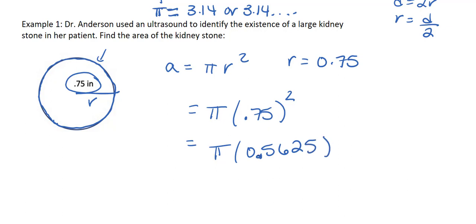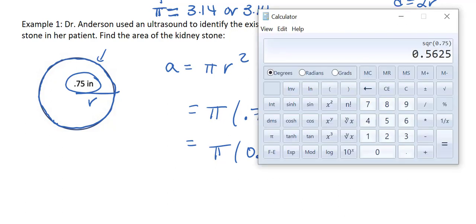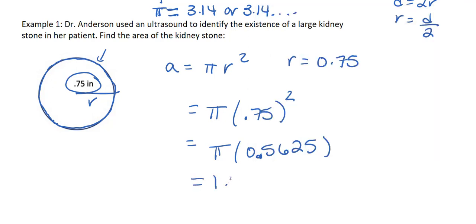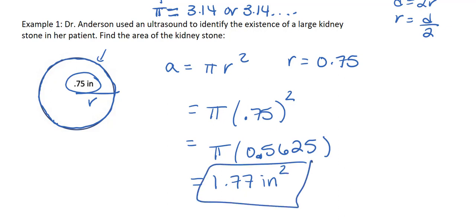So now we have this number, and we can go ahead and multiply it by our pi. So we can either go times 3.14 or times this pi button, which is lighted up right here on the far left. If we do that, we go equals, and that's equal to 1.77 inches squared. So that would be our solution, that would be our area.